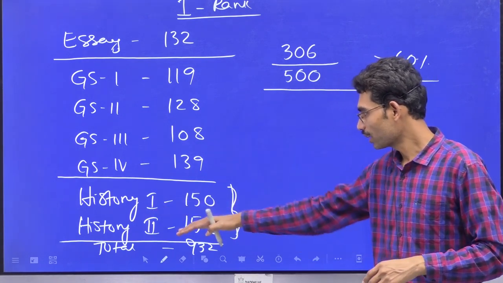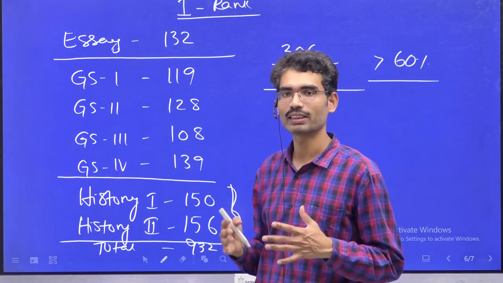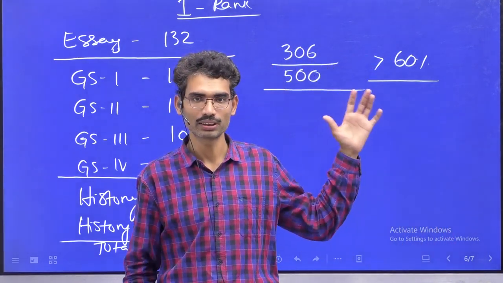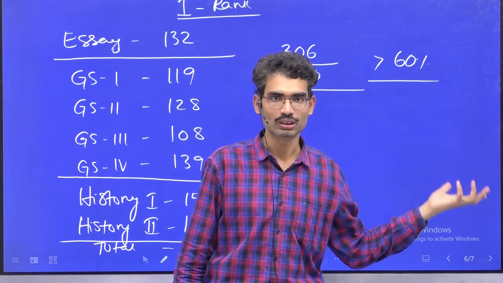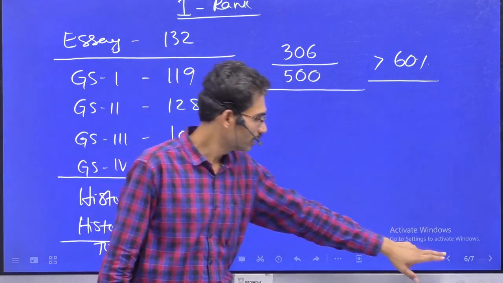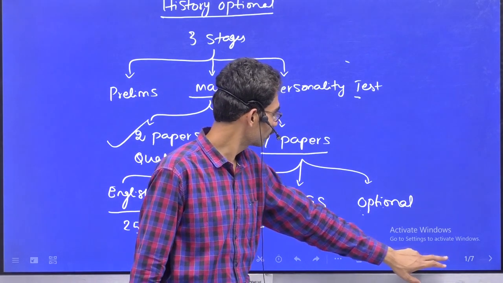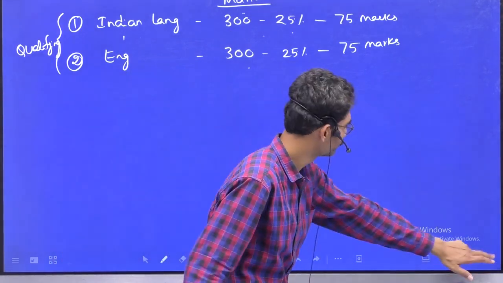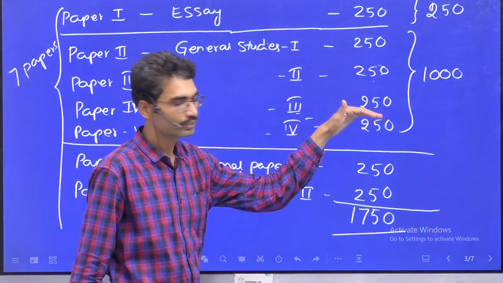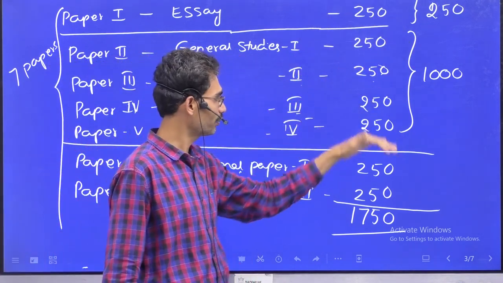So history paper 1 and history paper 2, 150, 156. So more than 300 is very much possible when it comes to history optional. People are there who scored 300 plus. And you see, in terms of total score, essay, general studies, optional, 250, 250, and you compare how much the first ranker got in each and every paper.